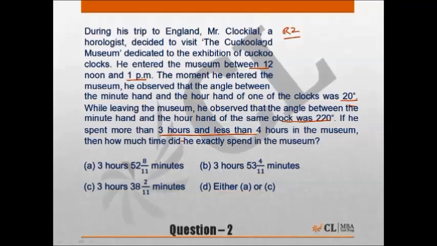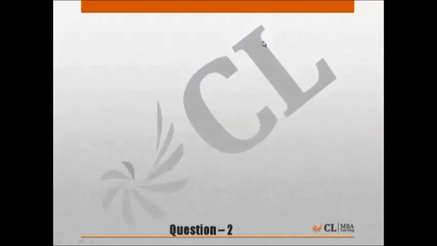Let's see how to solve this question. First of all, let's look at when the person entered. When the person entered, the angle between the minute hand and the hour hand was 20 degrees, and this was between 12 noon and 1 p.m. So what is the time at which the person entered? Now the minute hand gains 5.5 degrees per minute.